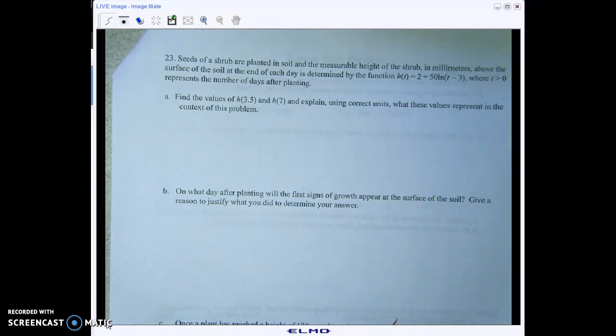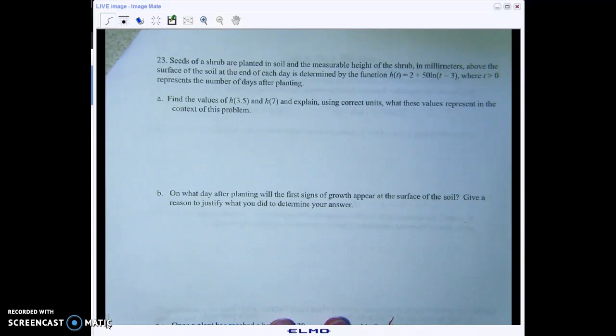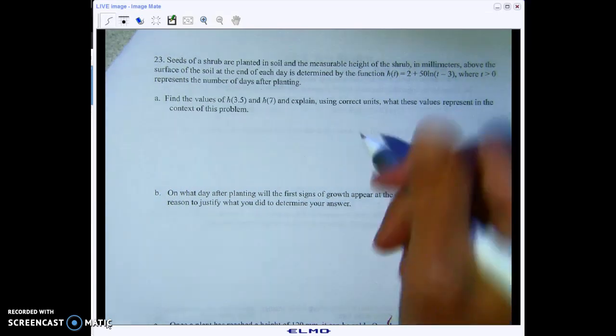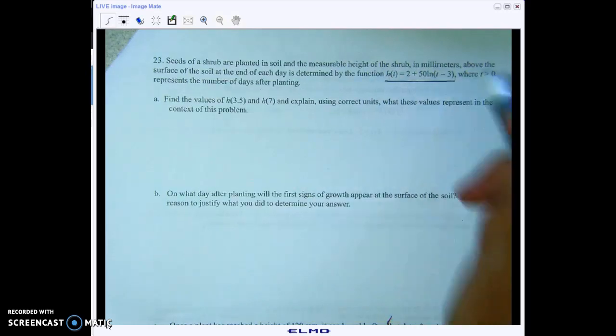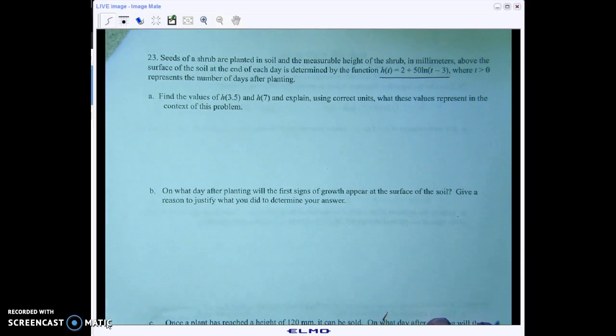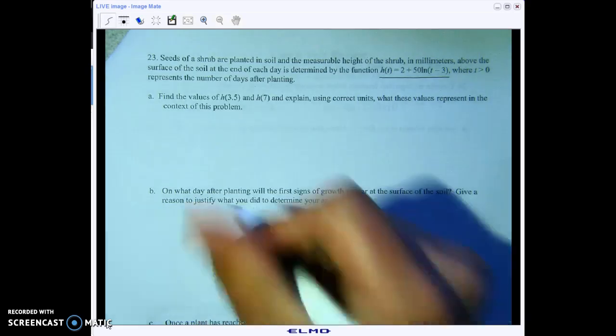For page number 5, I'm going to try and get through this very quickly. So read the problem to yourself. Turns out we got some seeds being planted, and we have the height of a plant as it's growing as days go by. And here's the function that models the height. So what's the situation? We need to find h of 3.5 and h of 7 and explain what those values represent.